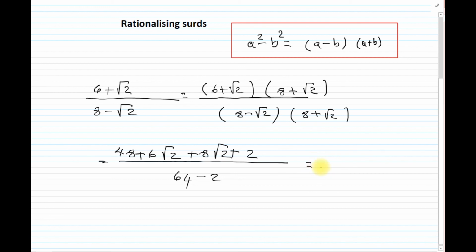Now, we add like terms. 48 gets added to 2, which becomes 50, because I have a 48 here, and I have a 2 here on its own, 50. And here I have 6 root 2's and 8 root 2's, they become 14 root 2. And here in the denominator, I have 64 minus 2, which will be 62.